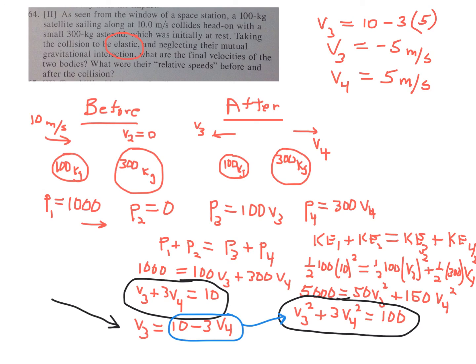And if you start to look at this and do enough of these problems, you'll see a pattern, but let me just circle this. In other words, after the collision, the satellite bounces backwards at 5 meters per second, and the asteroid moves forward at 5 meters per second. They don't always come out as 5s, and in this case they did, but what you'll notice in the problem asked is, what is their relative speeds before and after the collision? Well, the relative speed before the collision to each other was 10 meters per second. And what is the relative speed afterwards? Well, it's 10 meters per second.